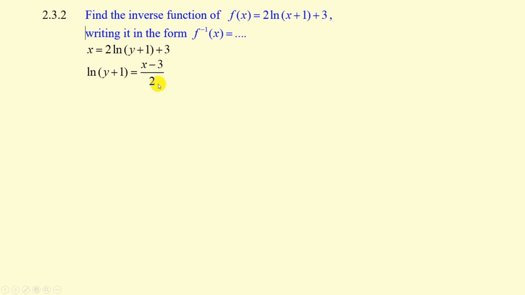To go from there, we need to go to exponential form. The ln logs are exponents, so there's the exponent. The base is e, so therefore we know we're going to have e to the (x − 3)/2, and it's equal to y + 1. There we are. And therefore y equals, and we move the 1 to the other side, and there is our function y equals, so that is f⁻¹(x).